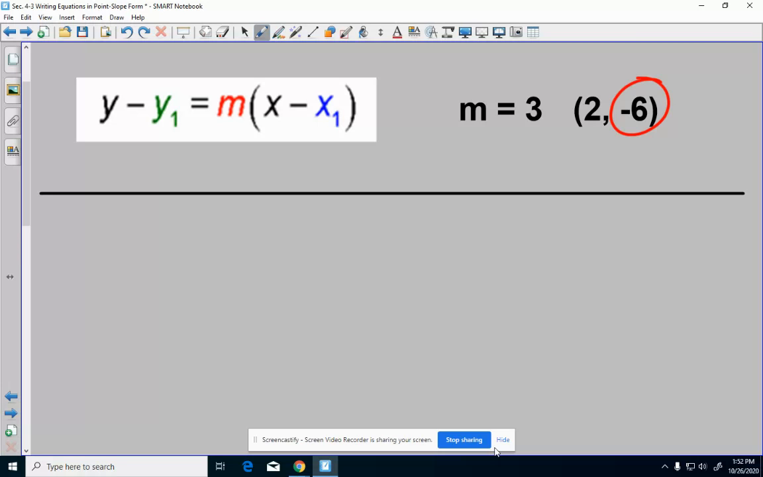Yes. So instead of writing y minus, in this case, you're going to end up writing y plus because it's already got a minus in it. Or you may write y minus negative 6 originally if you want to.